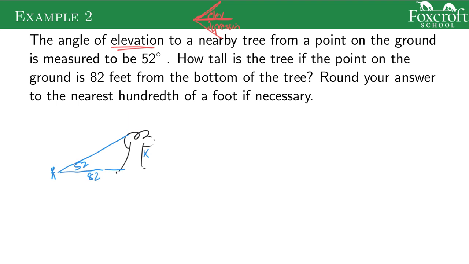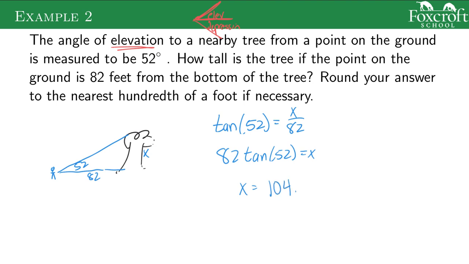I can see that this is going to be a tangent problem, because I don't know the hypotenuse. So tangent of my 52-degree angle is, TOA, x over 82. In this case, I multiply both sides by 82, and I get x is 82 tangent of 52. Again, double checking my calculator is in degrees, I get 104.96 feet.